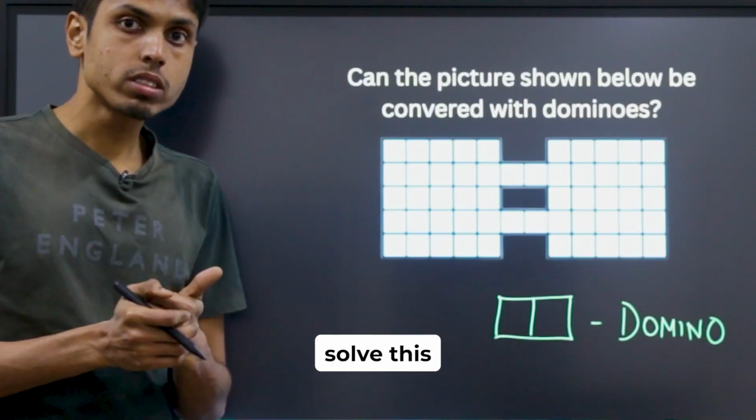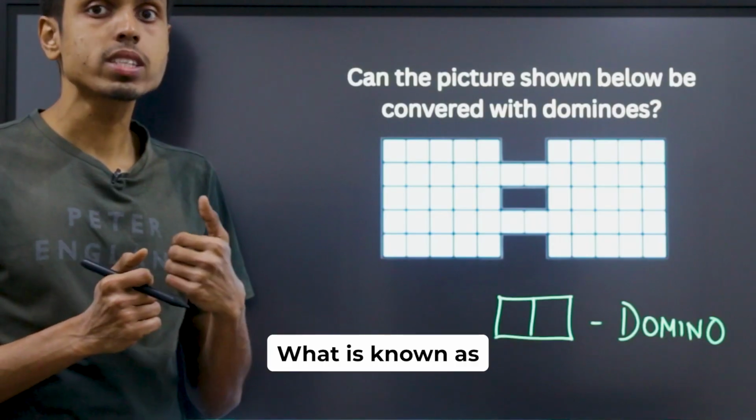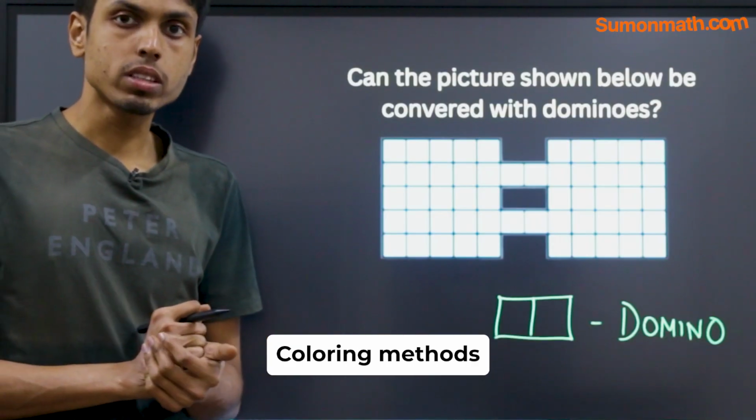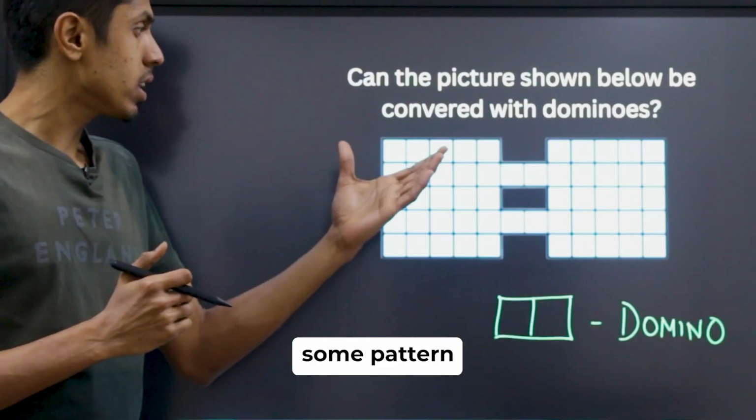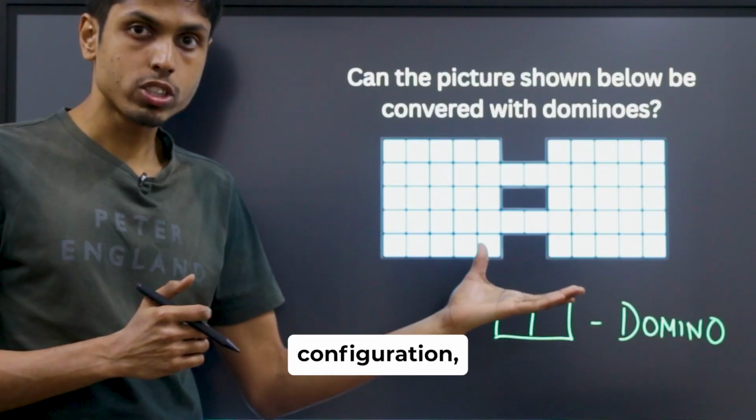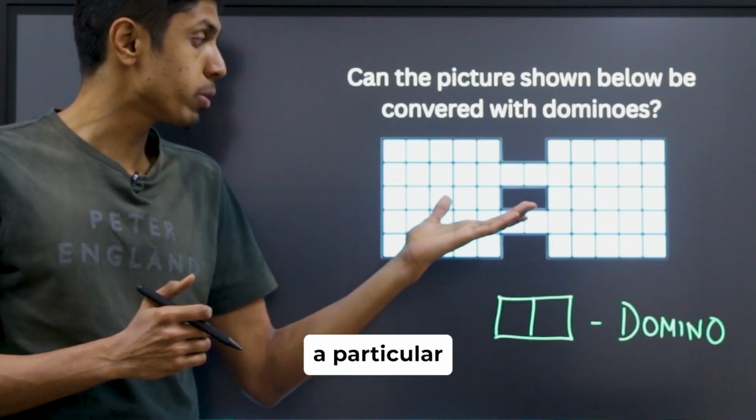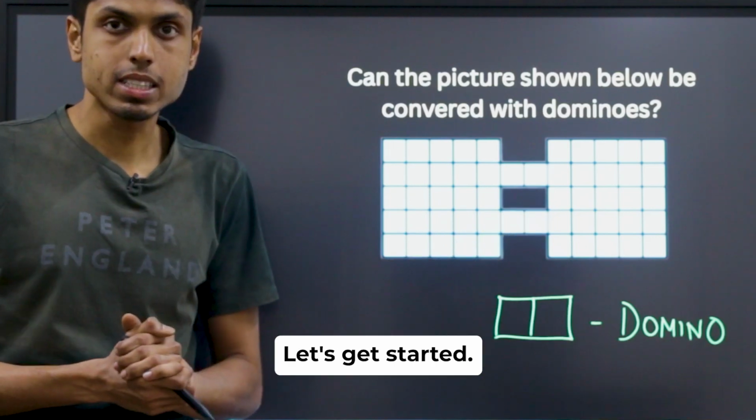We will solve this using coloring methods. Coloring methods is a proof technique that lets you establish some pattern or some property of a particular configuration. Let's get started.